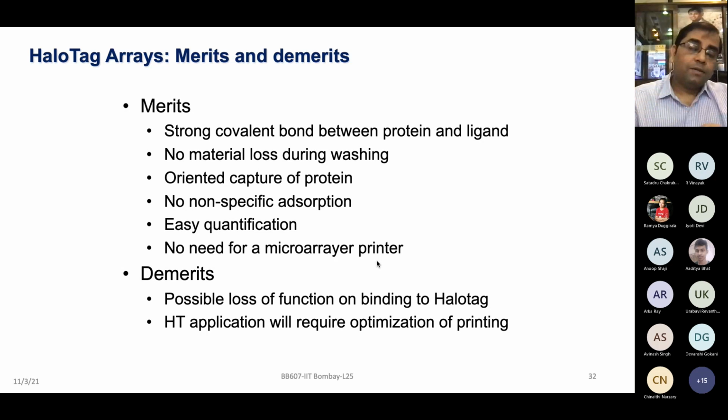of these HaloTag based clones and make their own arrays with their gasket which they provide with the chip. So therefore, you don't need a microarray printer. And all that was because to make it successful for the commercialization purpose.